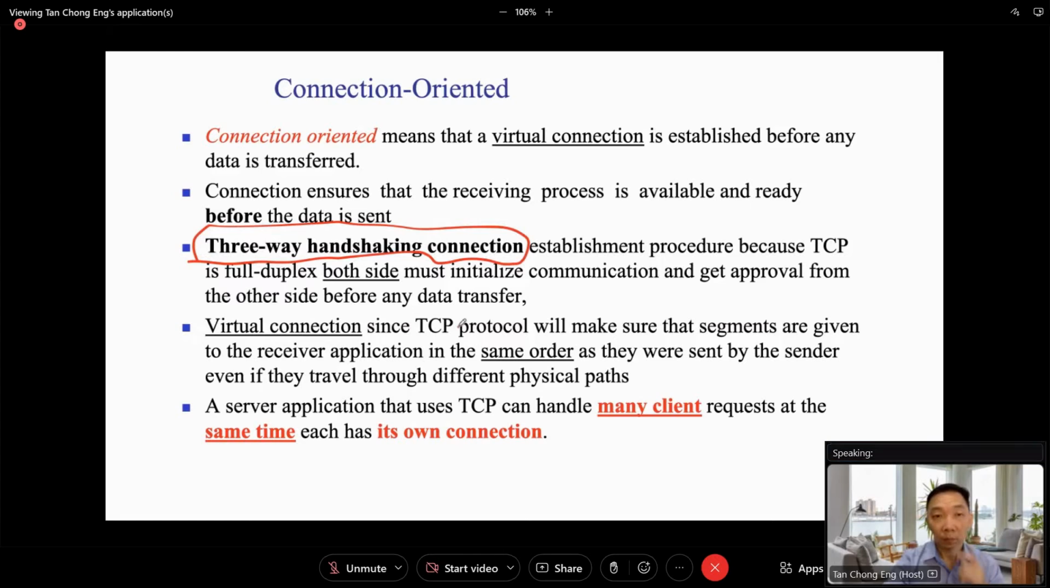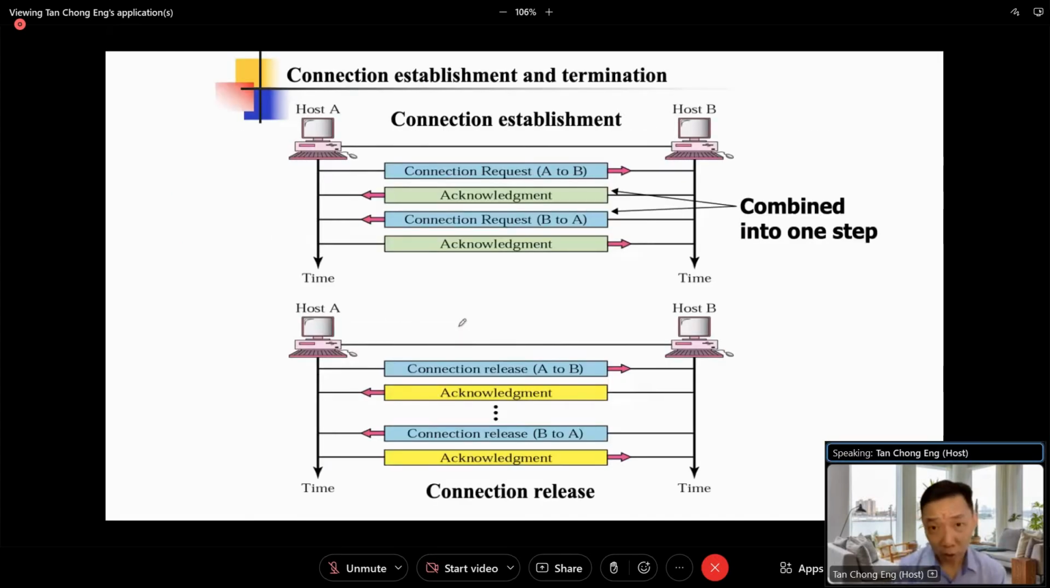This is just a diagram illustrating that when host A and host B would like to talk to each other, what happens at layer 4. Host A will send a connection request from A to B, and if B is comfortable accepting it, B will reply with an acknowledgement. So they will respond to each other.